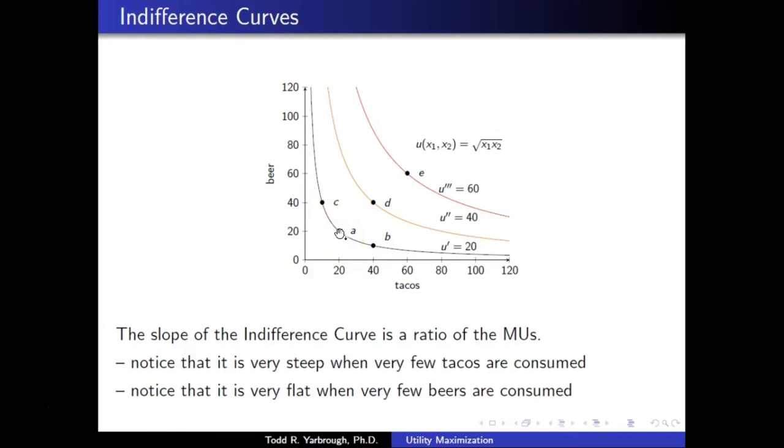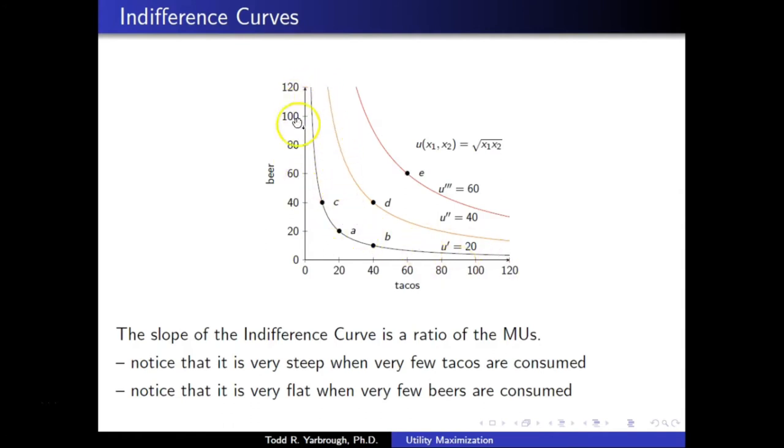So if I'm consuming at 20 and 20, and I want to go to 21 and 19 in this direction, or 21 and 19 in this direction, I can see that the trade-offs are much closer to one for one. So again, we have diminishing marginal returns.